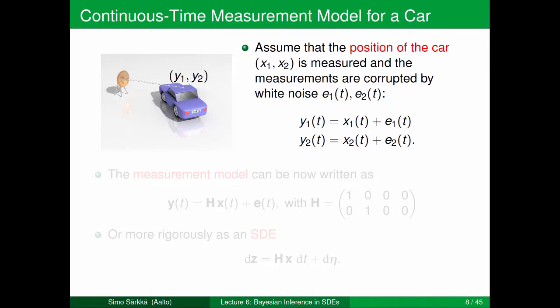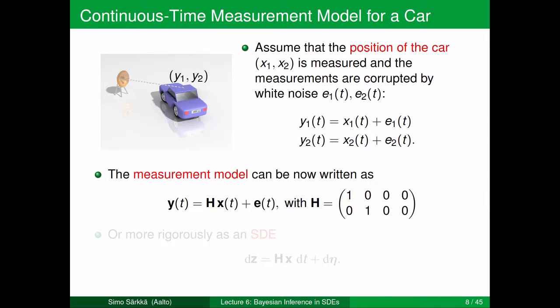In state estimation problems, we also measure some part of the state in one way or another. For example, in the case of the car, we can think that we obtain measurements of the position which are corrupted with some kind of noise processes, which models the uncertainties in the measurements. So the first measurement y1 is equal to x1 plus a noise, and the second measurement y2 is equal to x2 plus noise. We again model these noises as white noise processes, because we have no reason to assume that the noises should be correlated in time.